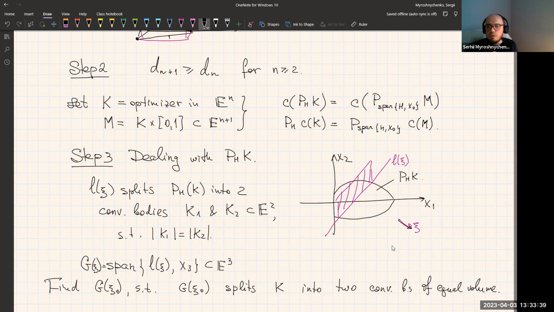Such a plane exists because you can consider the difference between the volumes on the right and on the left. This difference is an odd function on the circle in the plane, which means such a function has a zero. So the direction that gives zero gives exactly the plane that does the job. What have we obtained after this step? We obtain a plane parallel to x3 that splits the projection into two equal pieces, and it splits the whole body into two equal pieces. By equal, I mean in volume.